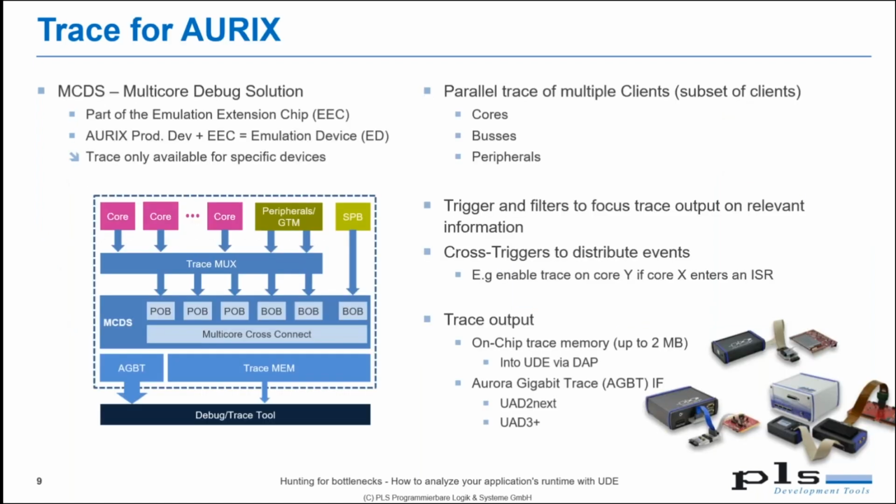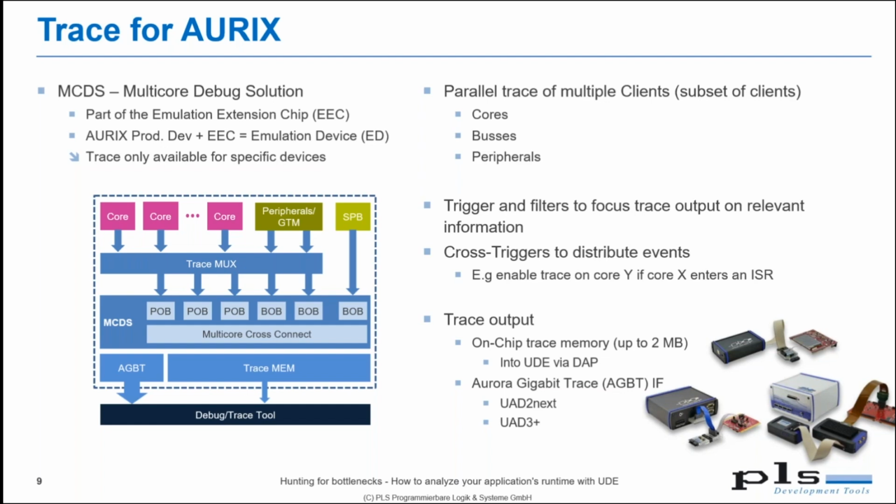For the AURIX, which is our target device today, we have a very powerful trace system, which is called MCDS. The MCDS is part of the so-called emulation extension of the AURIX. It's important because we differentiate between so-called emulation devices and production devices, and only the emulation devices provide the trace functionality. But you can exchange these chips because they are pin compatible.